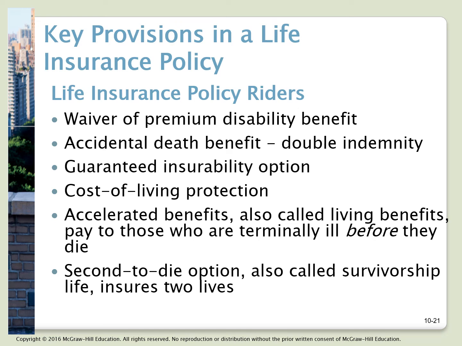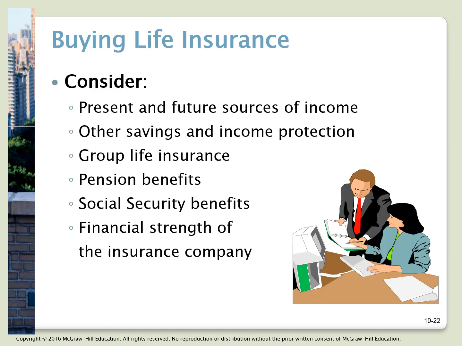Second to die option, also called survivorship, ensures 2 lives. So meaning that it's paid out to one or the other, but it could be paid out to another as well as you're going forward. Second to die option, also called survivorship life, insures 2 lives at one time.